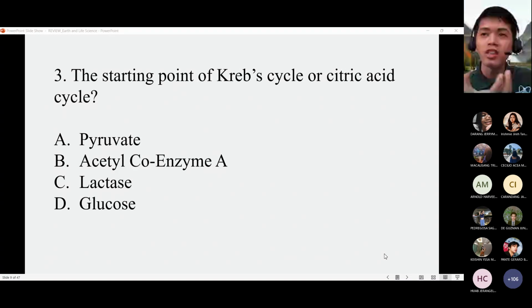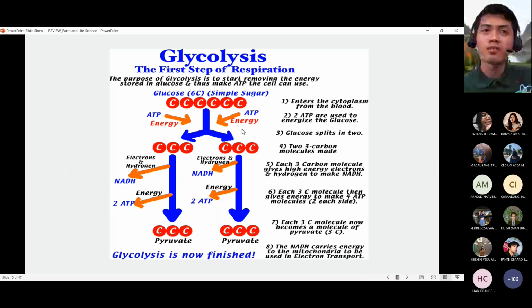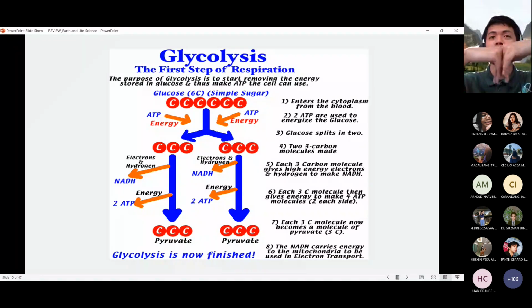The six carbon molecule, of course, we will split that. In this process, there is an involvement of ATP, or we need to consume ATP in order to split that six carbon molecule from glucose. That's glycolysis, when we are splitting sugar, or breaking six carbon molecules to three carbon molecules. So what will happen? Of course, we will consume energy. We will invest energy in that process in order for that six carbon molecule to be split.